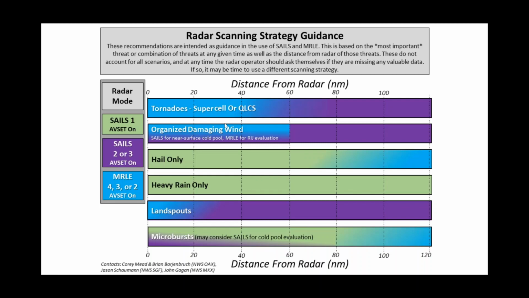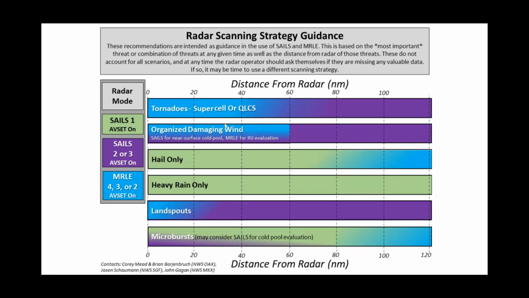But the blue indicates that perhaps MERLIN 4, 3, or 2 is your best option. Purple would maybe favor more of a SAILS 2 or 3. The green might favor more of a SAILS 1 type of setting. It'd be very rare that we don't have some element of SAILS or MERLIN in place. There might be a scenario where that is favorable, but having that extra half degree every now and then is typically worth the 30-second or so delay.